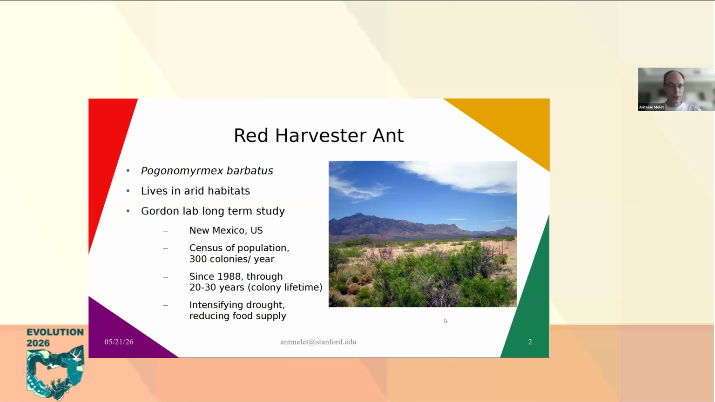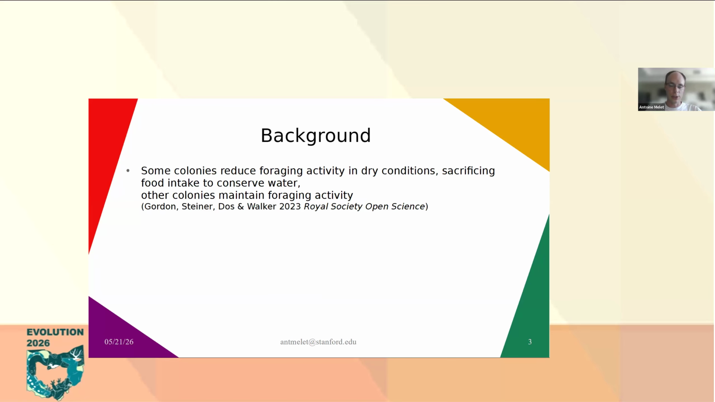And it's worth noticing that over the last years, there is an intensifying drought in the area that results in reduced food supply for the ants. Of course, from such a long study, a lot is known about the population. What is relevant for my project is that in dry conditions, some colonies reduce their foraging activity. Instead of going out and looking for food, the ants stay in the nest, so they sacrifice food intake to conserve water.